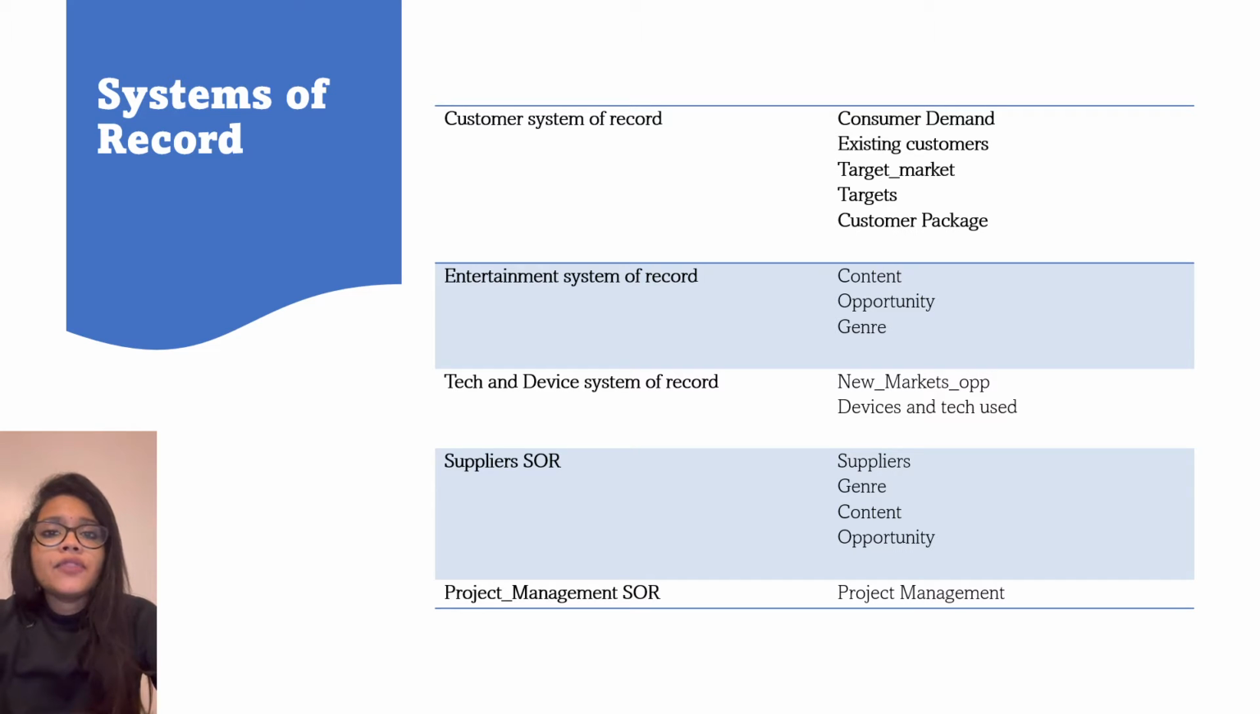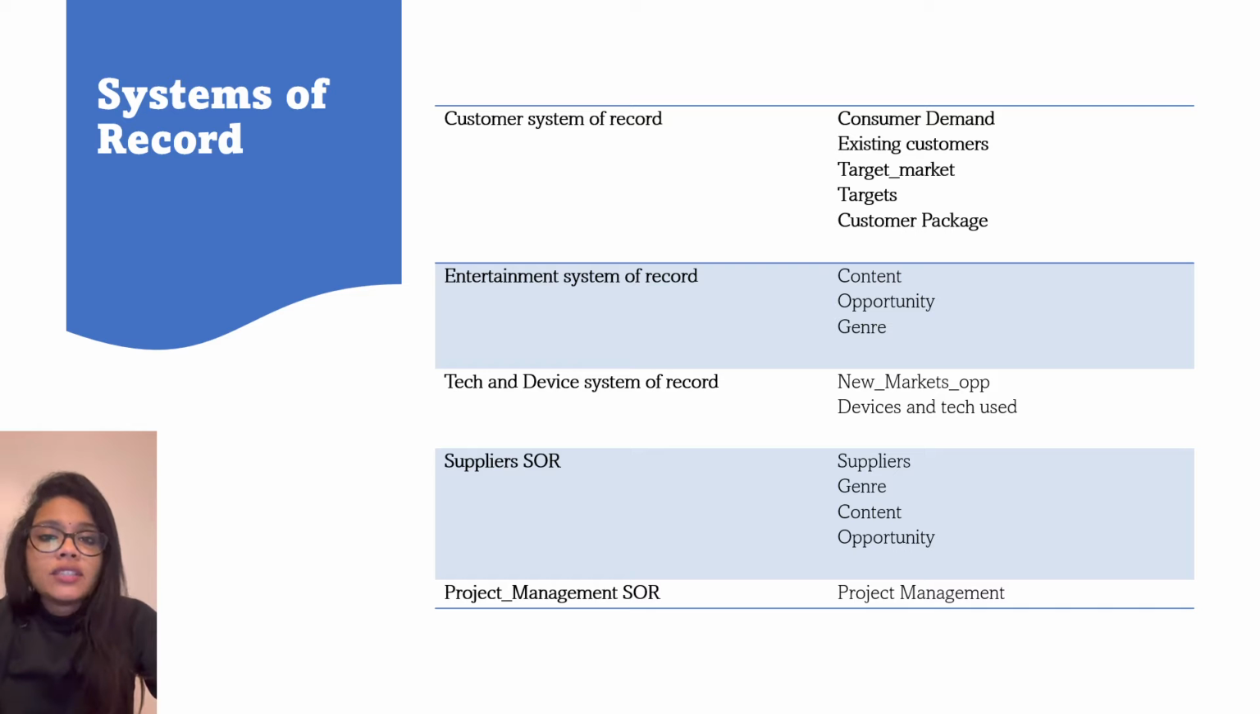Third is the technical and device system of record. We are going to have the information about the possible opportunities, about the expansion, and also devices and techniques that the customers are using, which is important for making future decisions about the streaming opportunities. The fourth one is the supplier system of records with all the suppliers, the content that they provide to us, and the opportunities we are trying to address with this content and the genre.